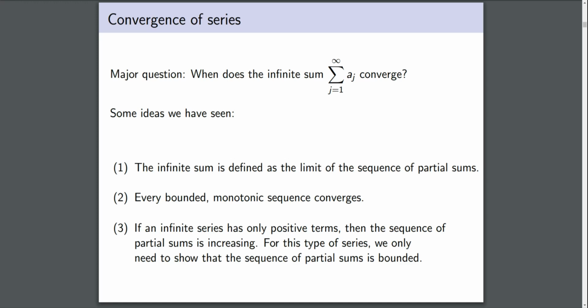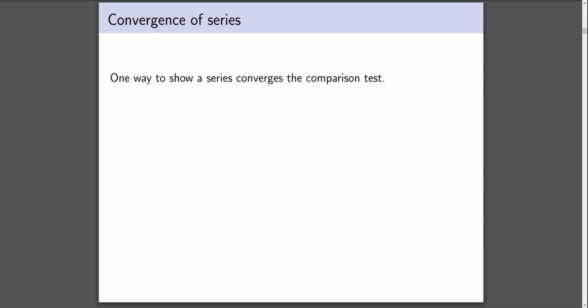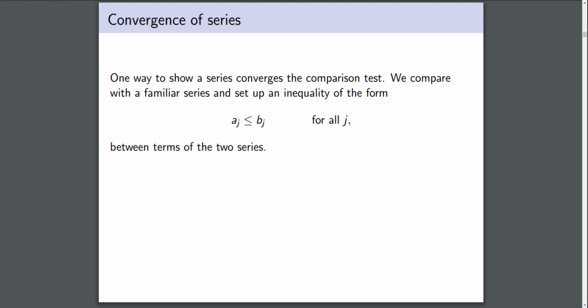And so by the second result, we only need to show that the sequence of partial sums is bounded, and then we've shown that the series converges. So these were all things that we talked about last week, and one of the ways we applied this is in the comparison test. So in class, we talked about this. We can compare our new series with a familiar series. If we can set up an inequality between the terms like this, then we can say that the new series converges.